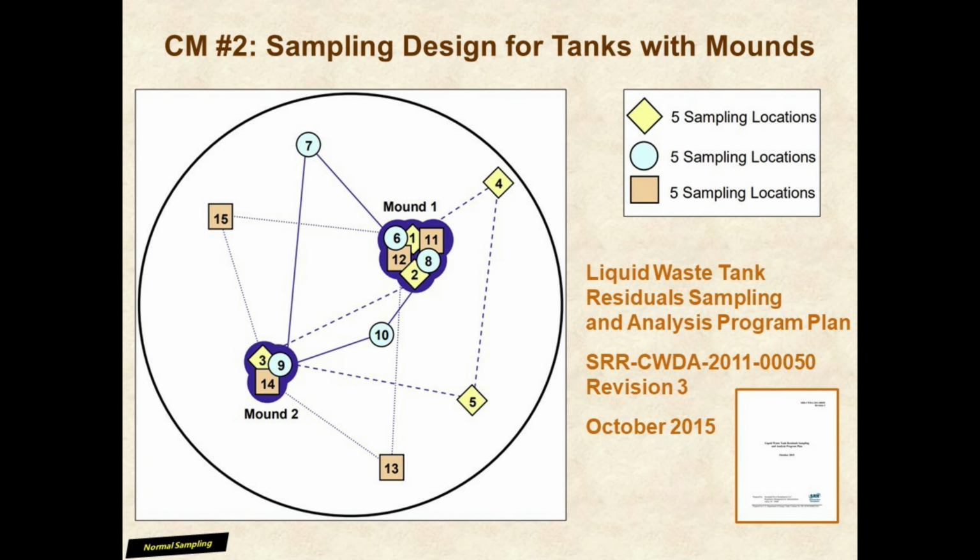The second tank conceptual model incorporates a design with two mounds, where Mound 1 is twice the volume as Mound 2. Mound 1 will contribute 6 samples, with 2 increments going to each of the 3 sample arrays. Mound 2 will contribute 3 samples, with 1 sample going to each sample array.